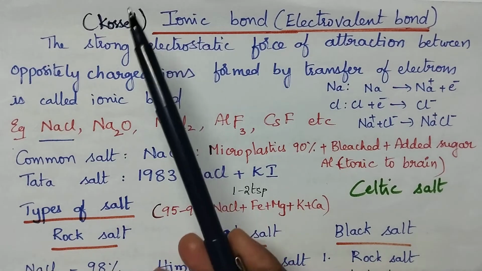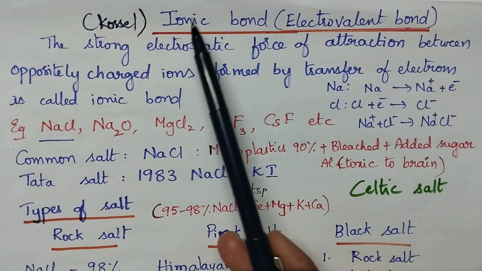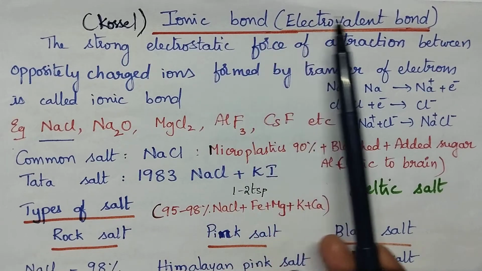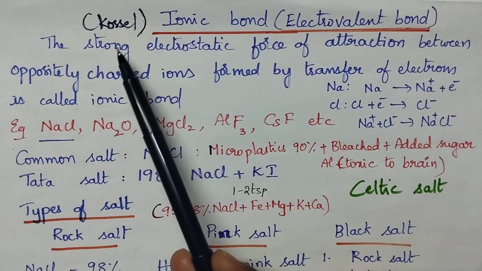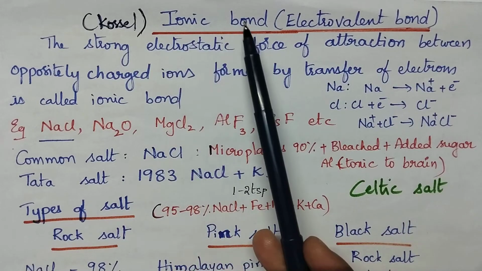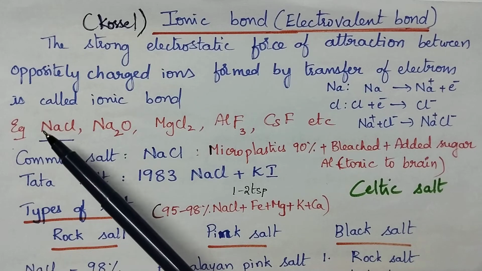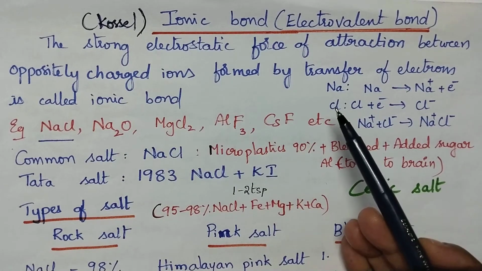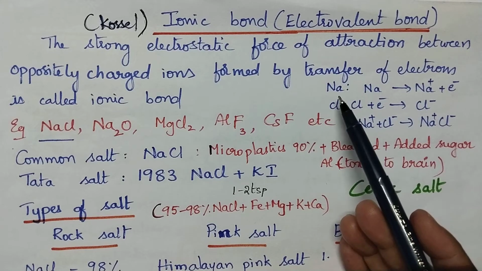In this video, I am going to discuss in detail about the ionic bond. Ionic bond is also known as electrovalent bond. Kossel proposed the ionic bond. NaCl is a good example for ionic bond. Let us see the formation of ionic bond in NaCl.